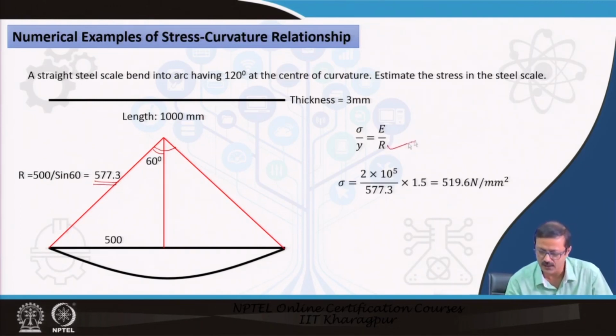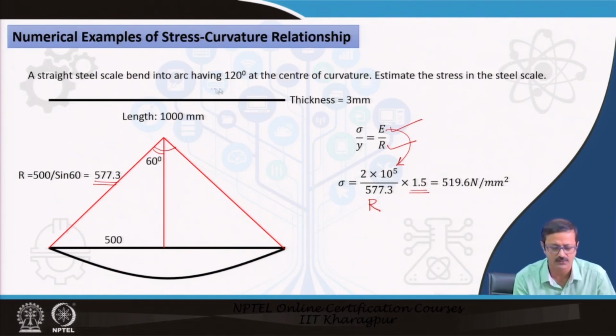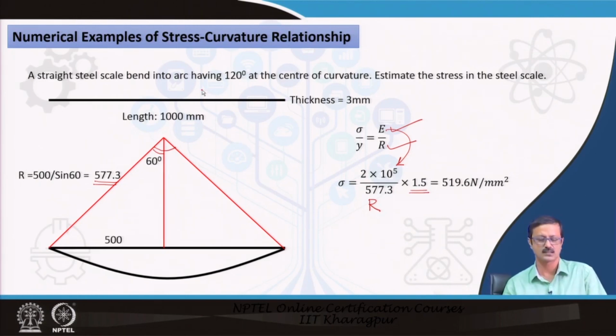I know the value of R, I know E is given. If it is not given, you can take 2 into 10 to the power 5 as the value of E. Please note that this is the R value, and the sigma is your stress value at 1.5 mm, because I want to find out the stress in this particular steel at the topmost point.